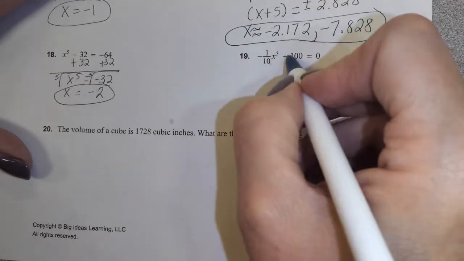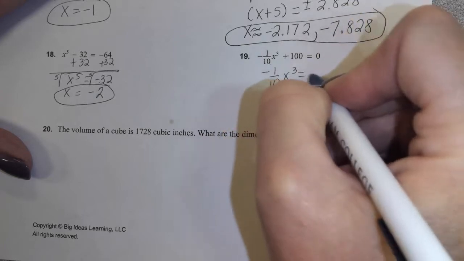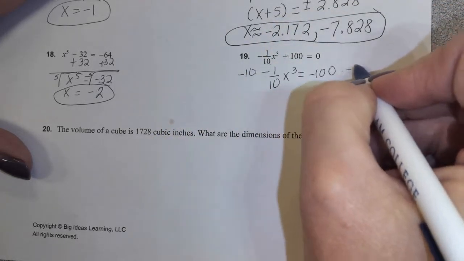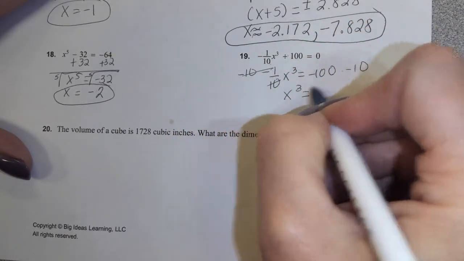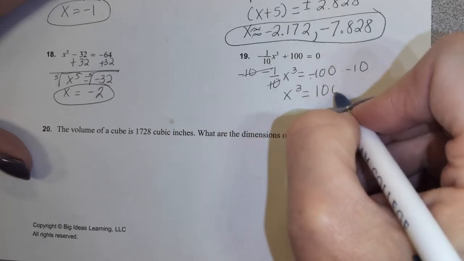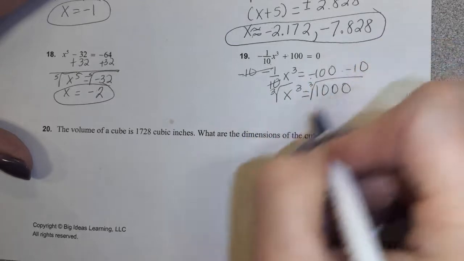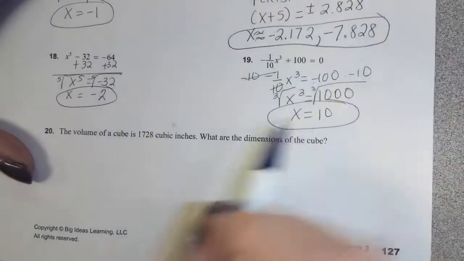Okay, on this one, I can go ahead and take over the 100. And I can multiply both sides by -10 to get all this to become just x cubed. A negative times a negative is going to give me a positive 1,000. And then what's the cube root of 1,000? That's going to be just one positive answer, and that's 10.